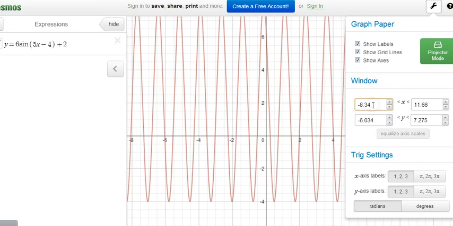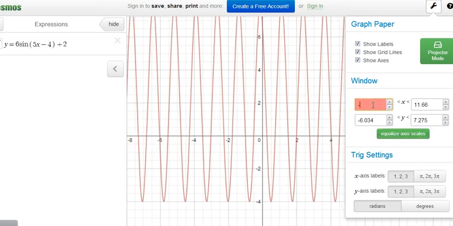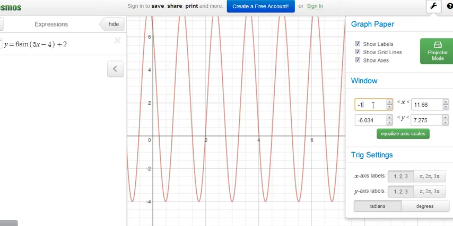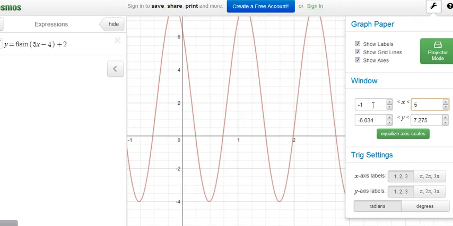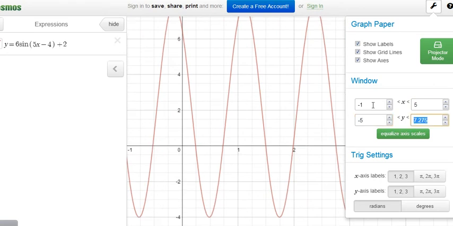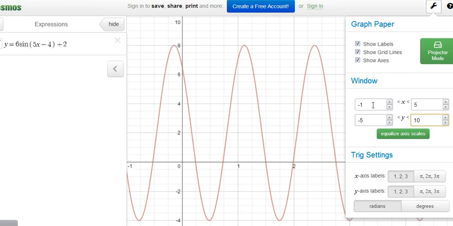So let's say we go from, I don't know, -1 to maybe 5, right? Yeah, we can see lots there. And what do we say? The minimum was -4. So let's go -5, and the maximum was how much? 8. So let's say 10. All right, I think that's pretty good, right?